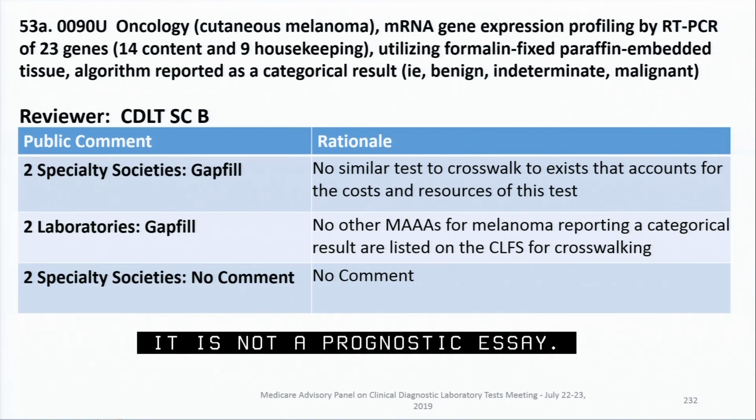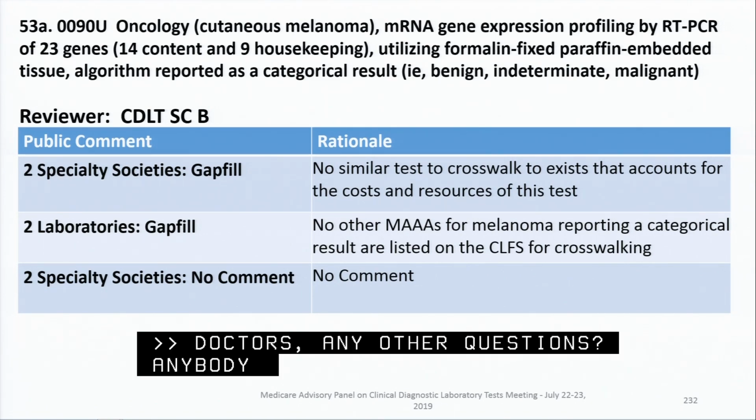Doctors Lyon and Schoonmaker, any other questions? Anybody else have questions for the lab? Thank you, sir. Appreciate it.